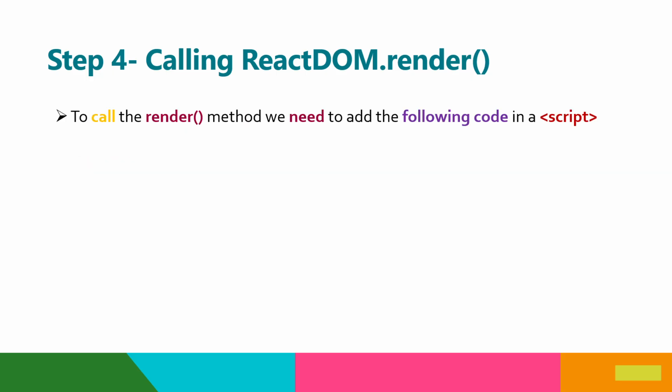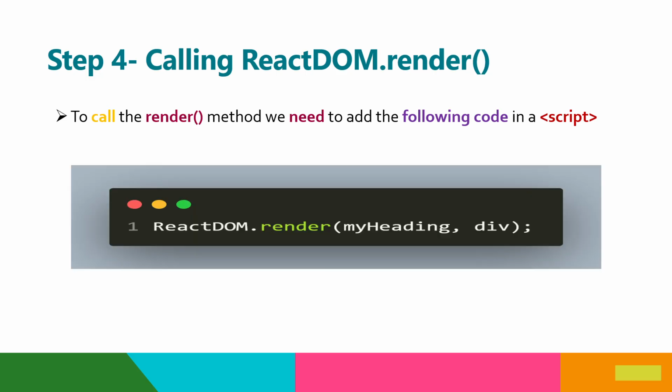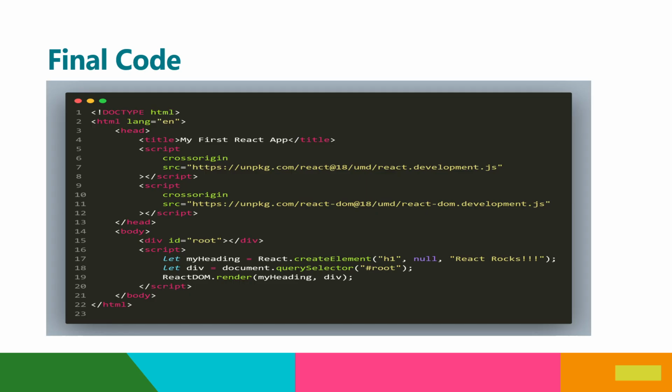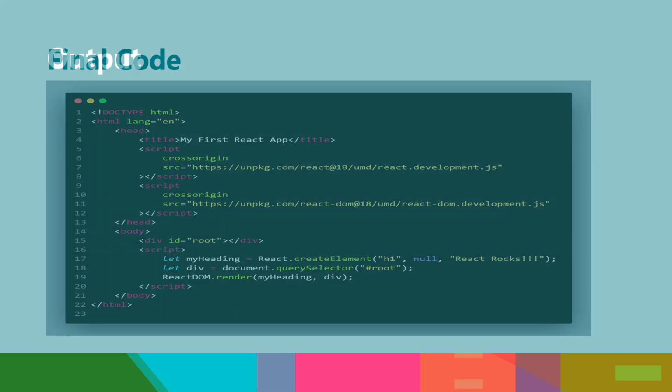To call the render method, we need to add the following code in the script tag. ReactDOM.render(heading, myHeadingDiv). This is the final code for creating the React application for the first phase. So the output is this.